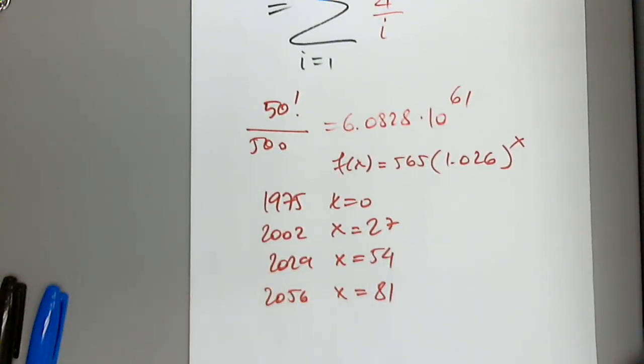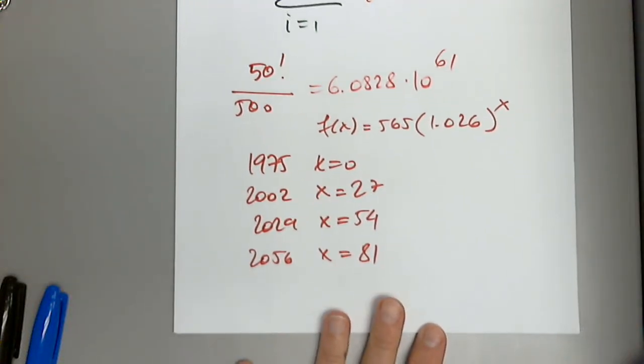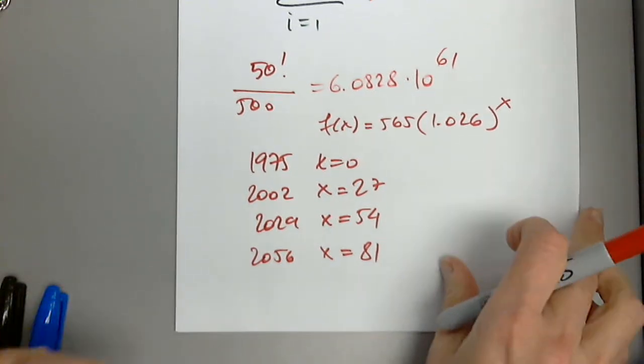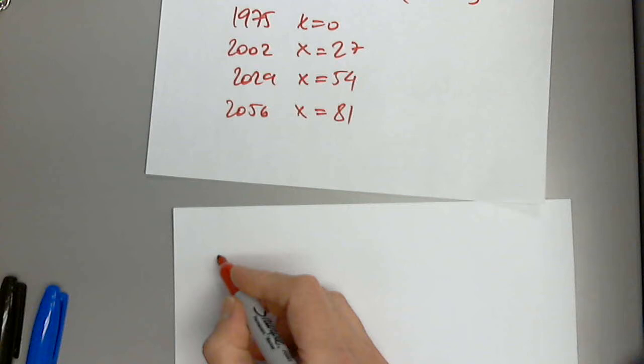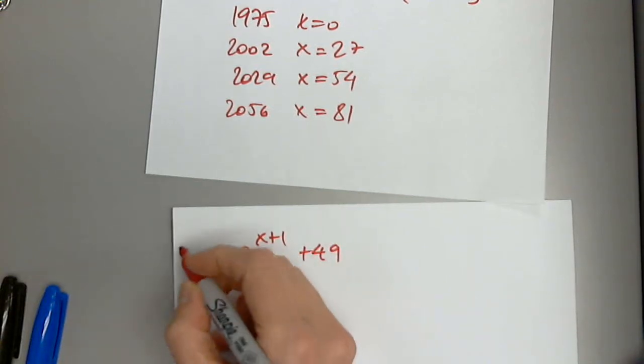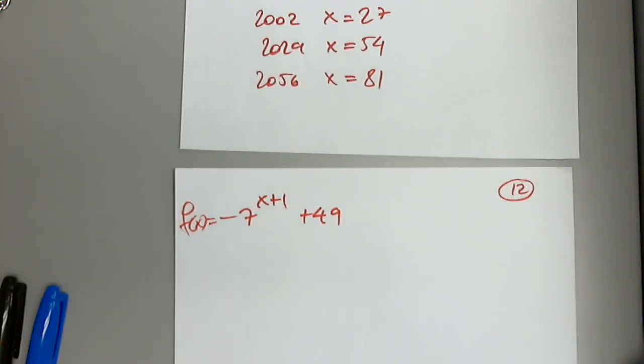You will have absolutely no difficulties if you go back and redo the problems we did in class. Anything else? Yes, please. Number 1: negative 7 to the x plus 1, plus 49. They want us to present this function using transformations.